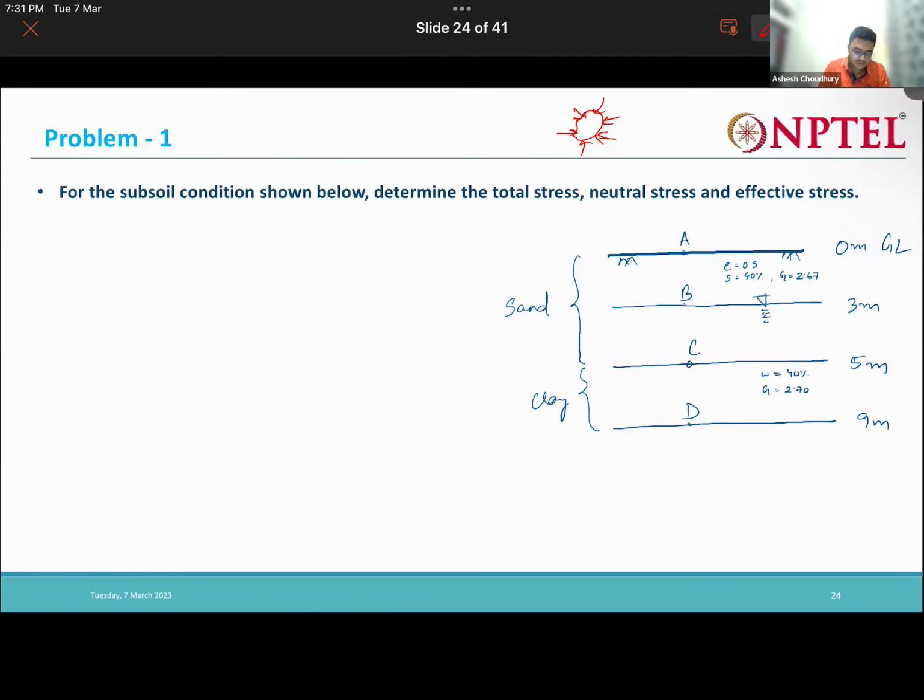Now let us come back to the problem. This is the subsoil condition given. We need to determine the total stress, neutral stress, and the effective stress. First let us determine the total stresses. What will be the total stress at point A?